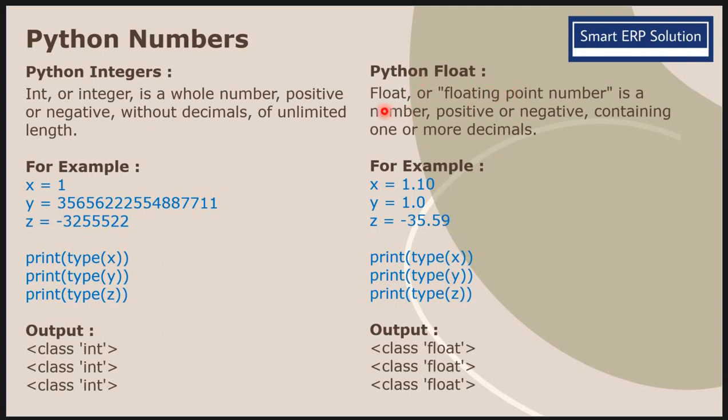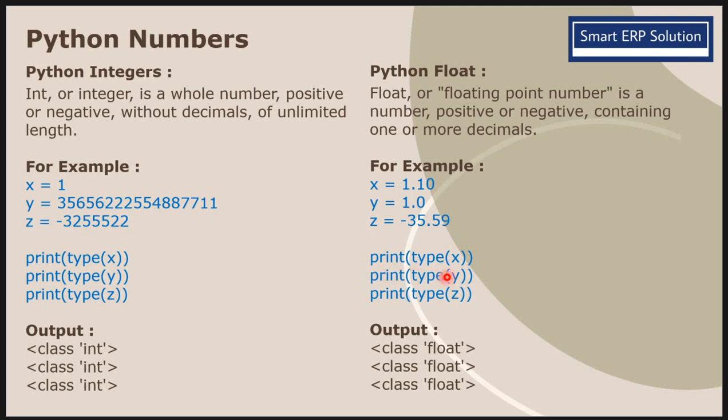Python float. Float or floating point number is a number, positive or negative, containing one or more decimals. For example, x equal to 1.10, or y equal to 1.0, or z equal to minus 35.59. These all are float variables. Python will consider x, y, z as float variables.